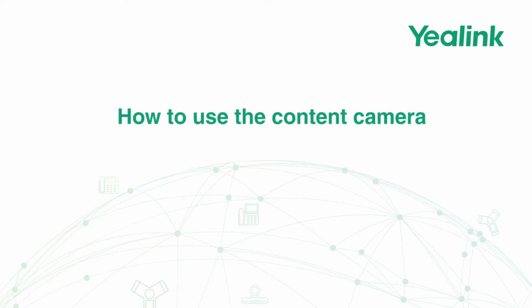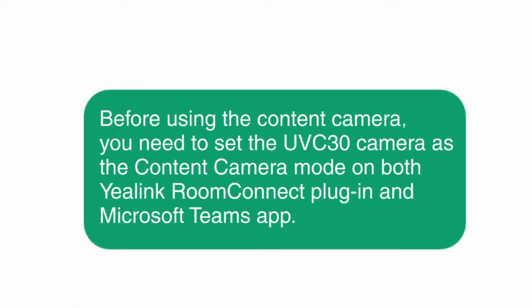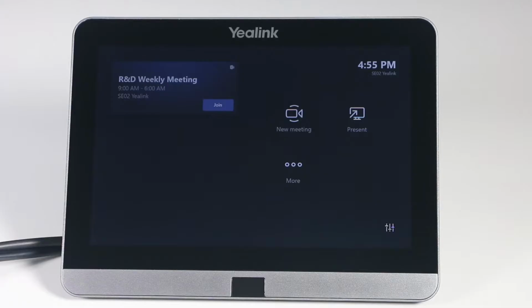This video will show you how to use the content camera. Step 1. Set the content camera. Before using the content camera, you need to set the UVC-30 camera as the content camera mode on both the Yealink Room Connect plugin and Microsoft Teams app.